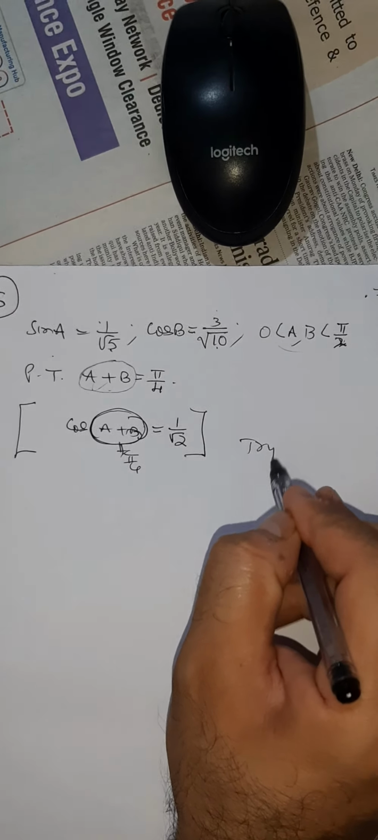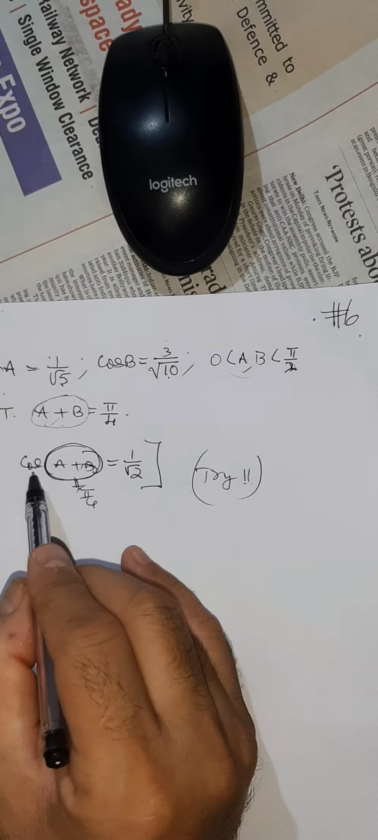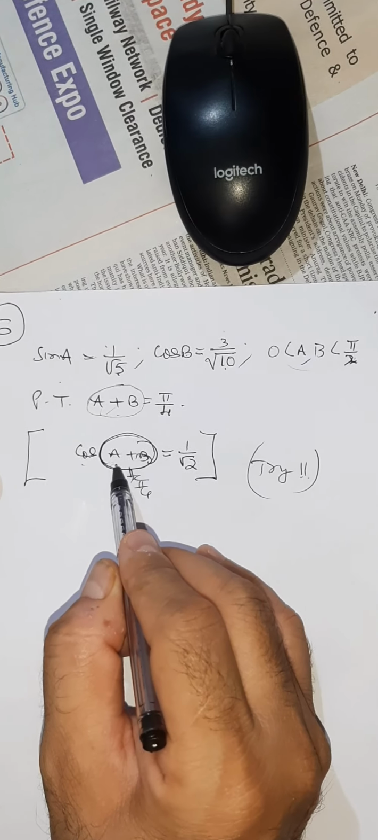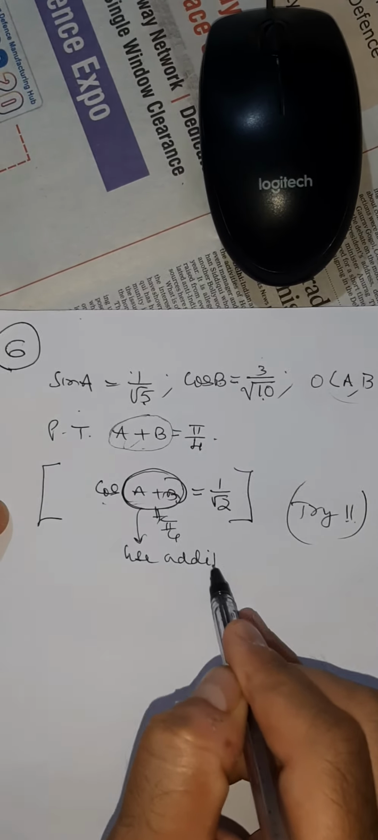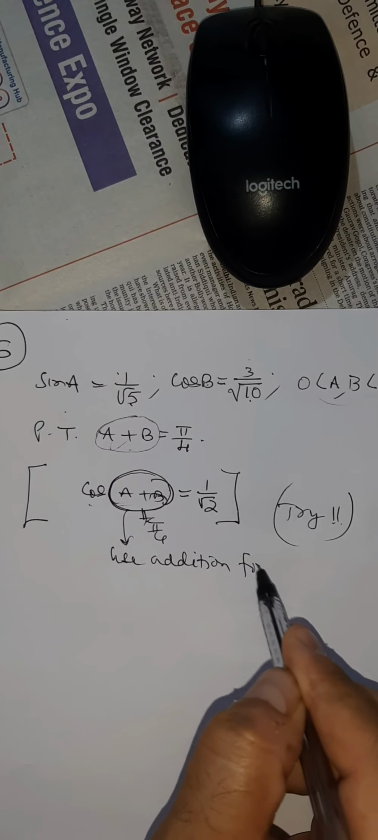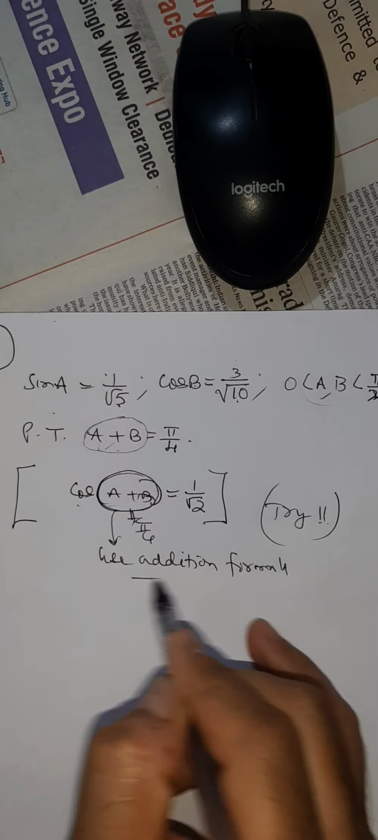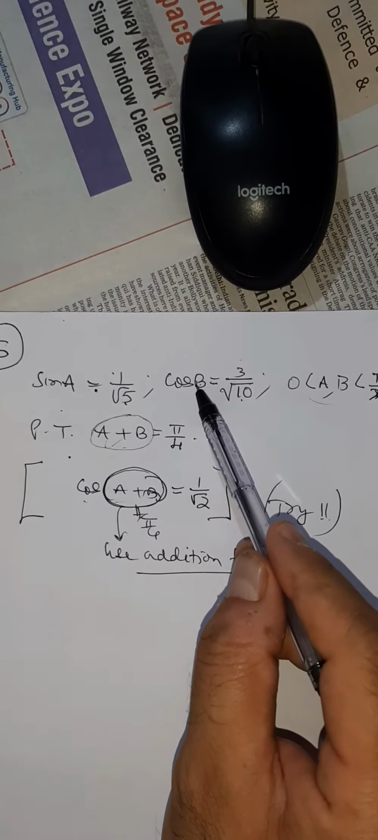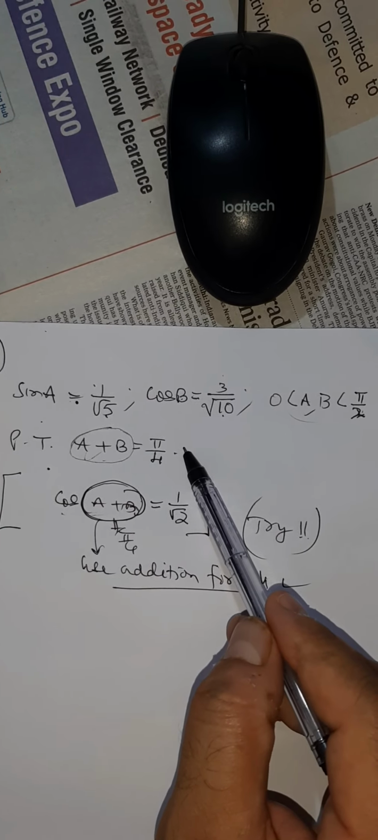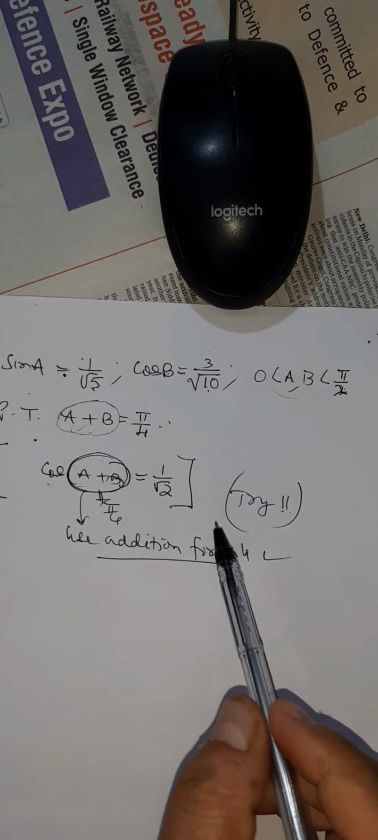Try. What will you do here? You will start with cos A plus B. Use the addition formula here and put all the respective values. Sin A you have, therefore you can get cos A. Cos B you have, therefore you can get sin B. And hence you can find it.